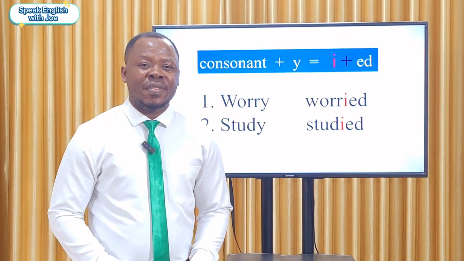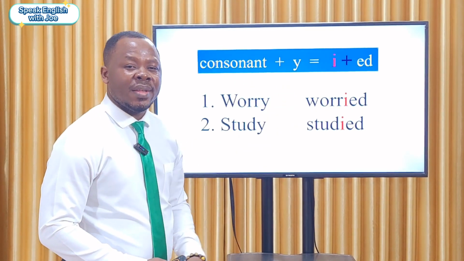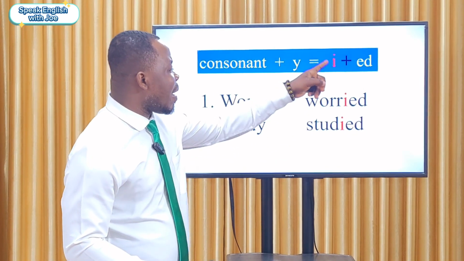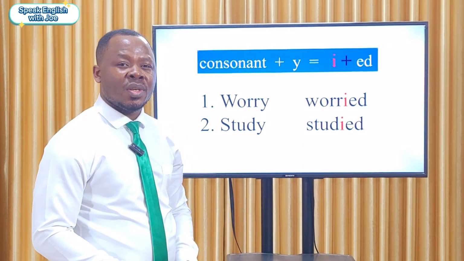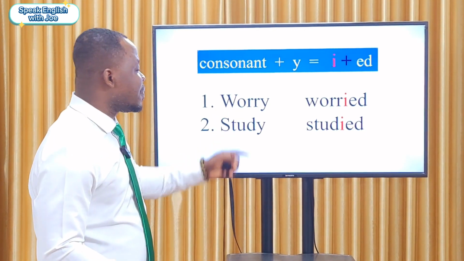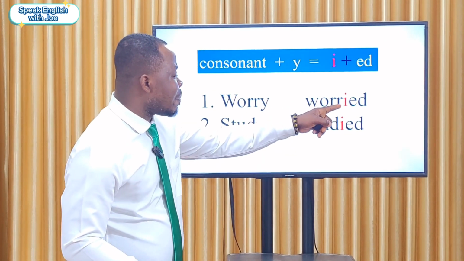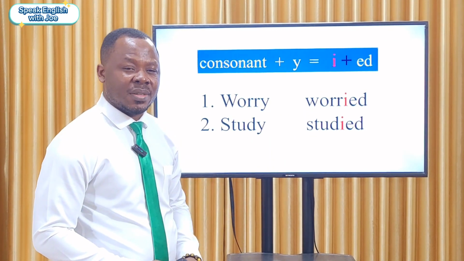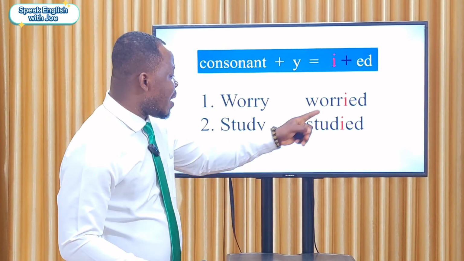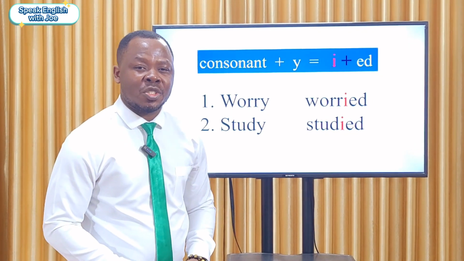And also, if the base form of the verb ends in consonant plus Y, then in the past participle form, we replace the Y with I plus ed. So for example, we have the base form of a verb worry. And in the past participle form, we replace the Y with I plus ed, which is worried. And study, we replace the Y with I plus ed, which is studied in the past participle form.